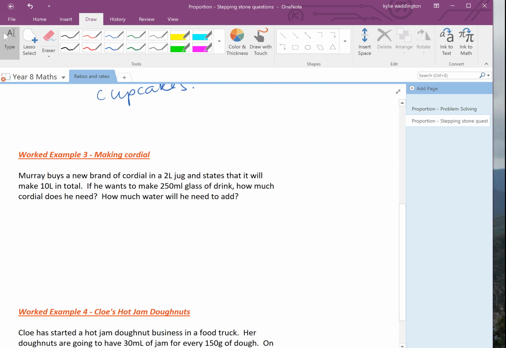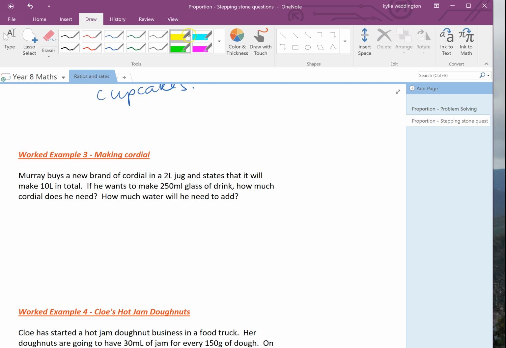We then had a cordial example, and again this one's slightly different to what we had on the board today, just to make it a bit of a story as opposed to what we had. We highlight our key pieces of information. So we need to read it the first time we read it through. So Murray buys a new brand of cordial in a 2-litre jug that states it will make a total of 10 litres. He wants to make a 250 ml glass of drink. How much cordial does he need? How much water will he need to add?